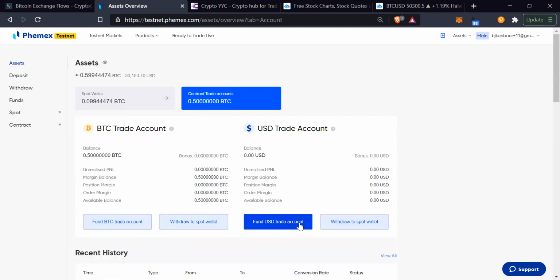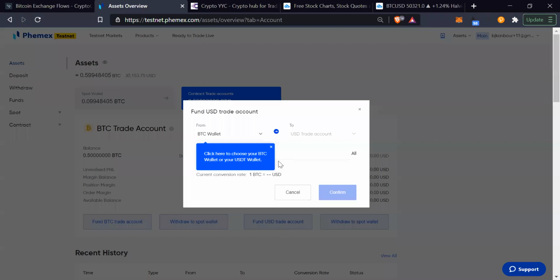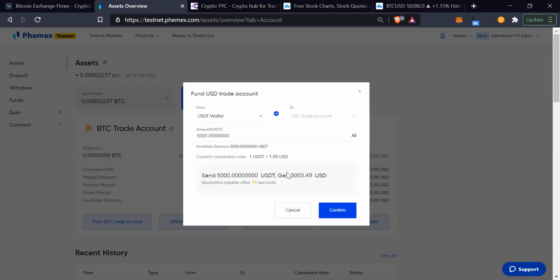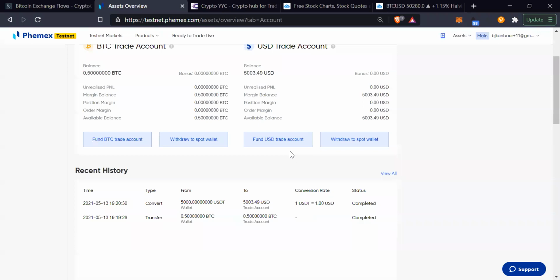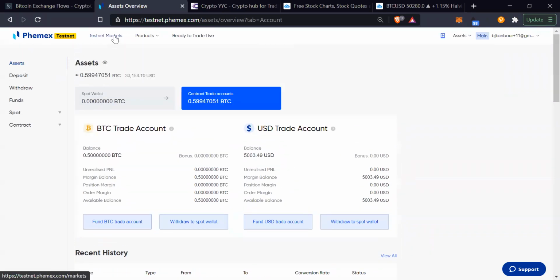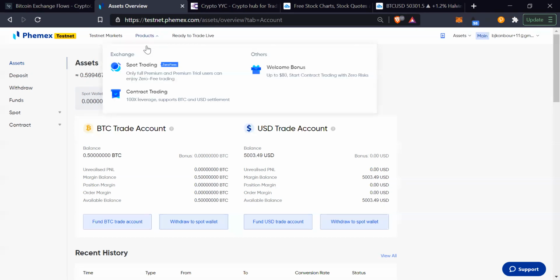So let's transfer that. We'll click Fund USD Trade Account. We want to make sure we're not transferring from our BTC wallet anymore, because we are transferring USDT, and USDT is stored in our USDT wallet. So we're going to switch to that. We'll click all here to transfer all of our available balance. We get a quotation to see how much actual USD we're going to get. It's going to give us 5,003 US dollars. We'll click confirm, and now we have a balance in both of our accounts. So from here, we're ready to start making a trade.